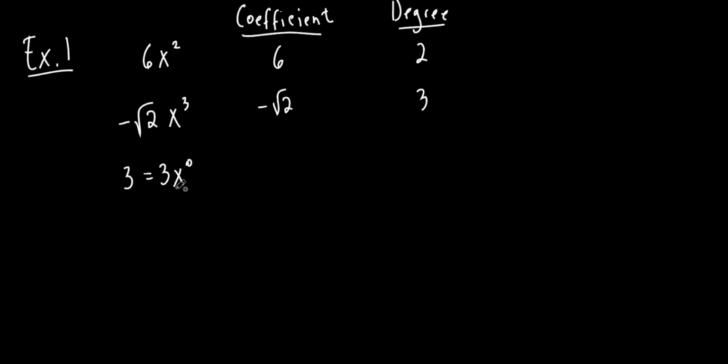The only reason we're writing it like this is so I can see which one's the coefficient and which one's the degree. All right? So the coefficient, like you said, would be 3. What's the variable? The variable is x. So what's the degree? What's the exponent? It's 0. So the degree of that would be 0. So that one is a little bit trickier.